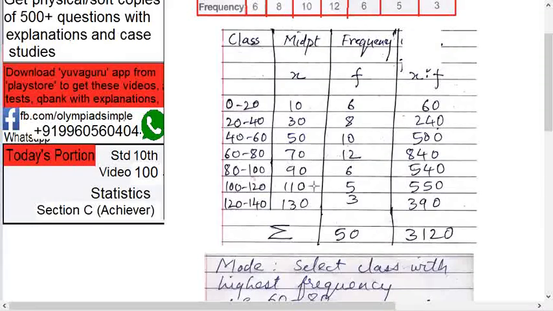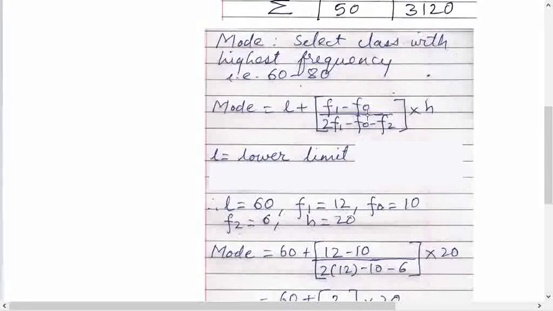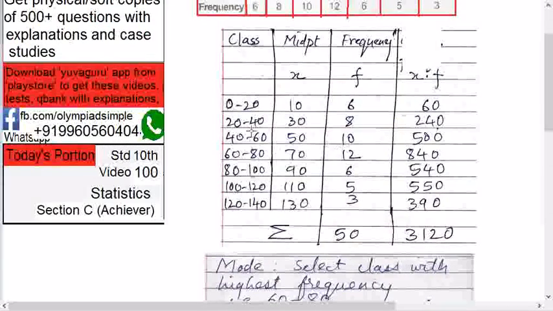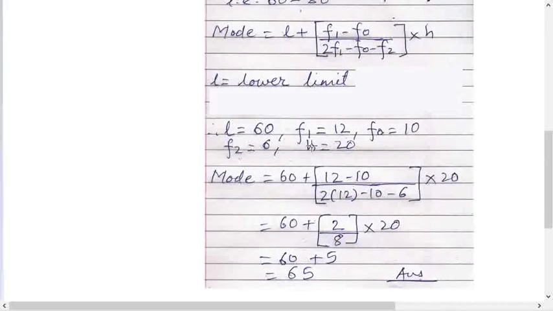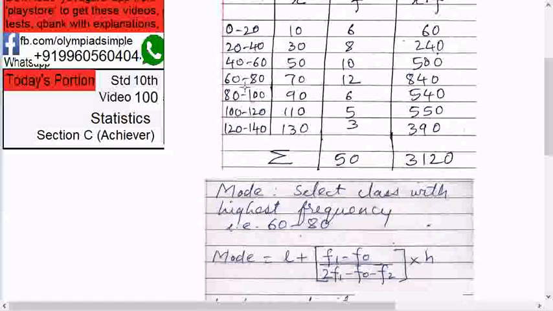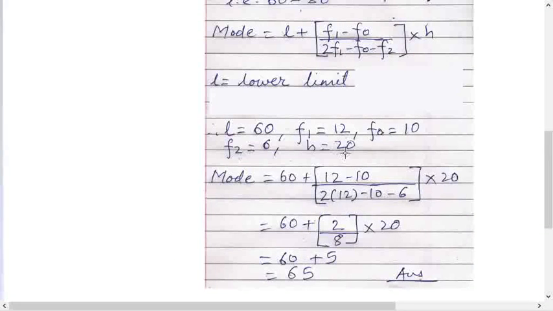12. F0 is the frequency of the previous class. So 40 to 60, that is 10. F2 is the frequency of the next class. So 80 to 100, that is 6. That is F2. And h is the difference. Difference means between the intervals: 20 minus 0, 40 minus 20. So it is the same, 20. So these are the values.